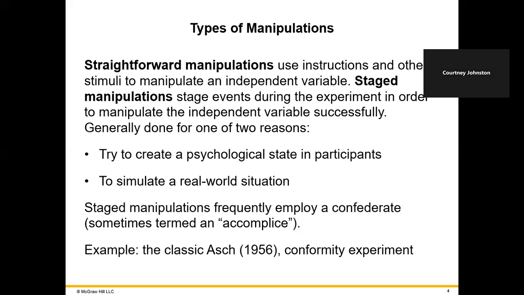Now, these are going to be done for one or two reasons. We try to create a psychological state in participants, so we have people in a certain frame of mind, or to simulate a situation that may occur in the real world. And staged manipulations usually employ a confederate, sometimes called an accomplice. We discussed this when you can think about Milgram's experiment, you can think about Asch's line experiment as well.